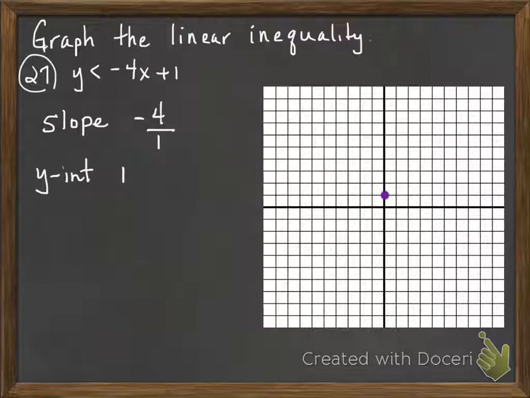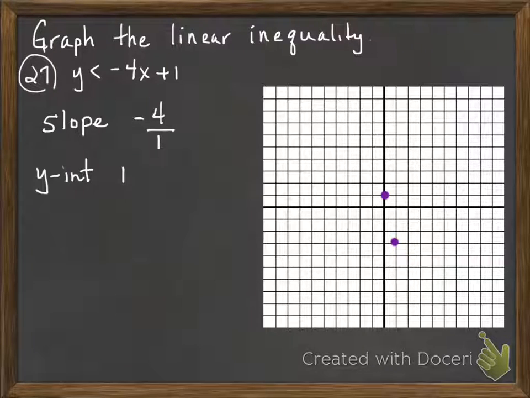So instead of rising, since the 4 is negative, I'm actually going to fall down 4 units. So from the y-intercept, I'm going to go down 4, and then to the right 1. If I go down 4 and to the right 1, that's going to make sure that my line is falling instead of rising. That's what a negative slope means. It means your line is falling from left to right instead of rising.